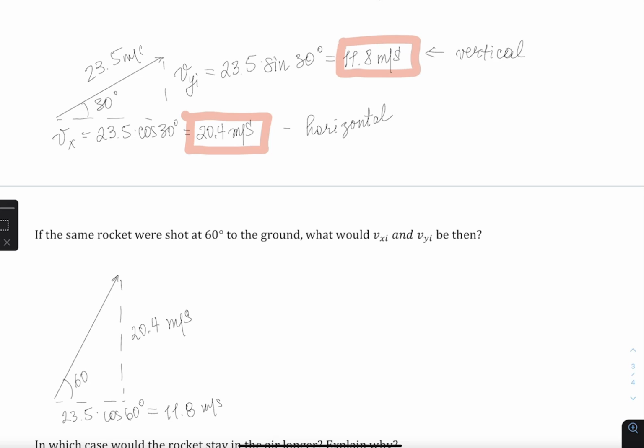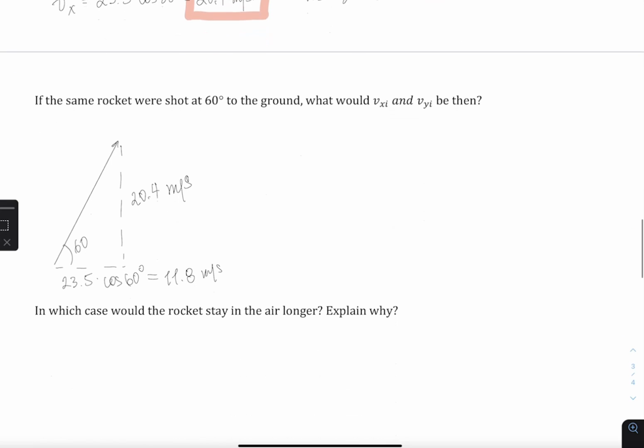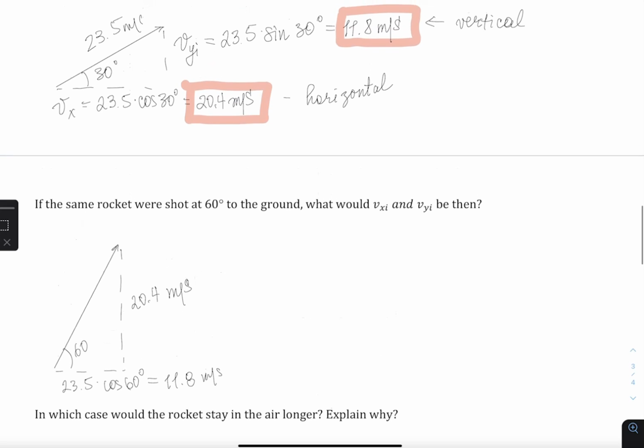All right. I don't know if it was recording, but whatever. So if it's shot at 60, it's the same as before, 23.5 right here. And since it's a different angle of 60 instead of 30, then sine and cosine flip, and you have a higher vertical velocity versus lower horizontal velocity.